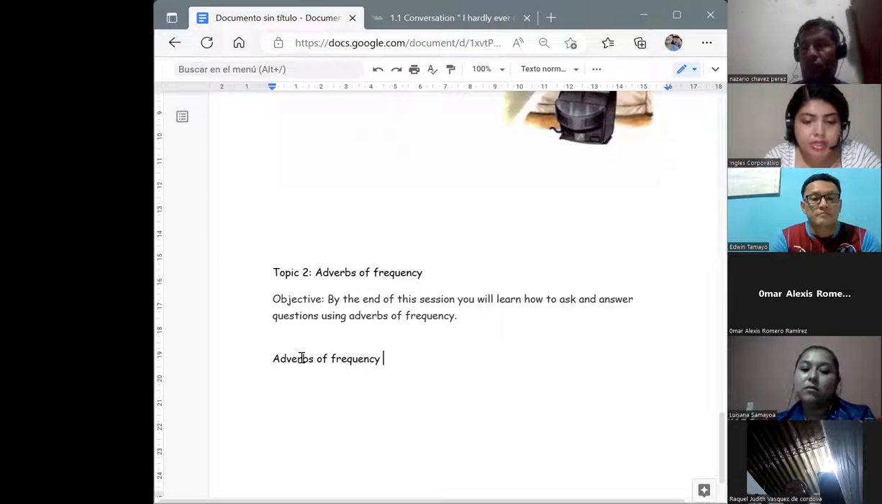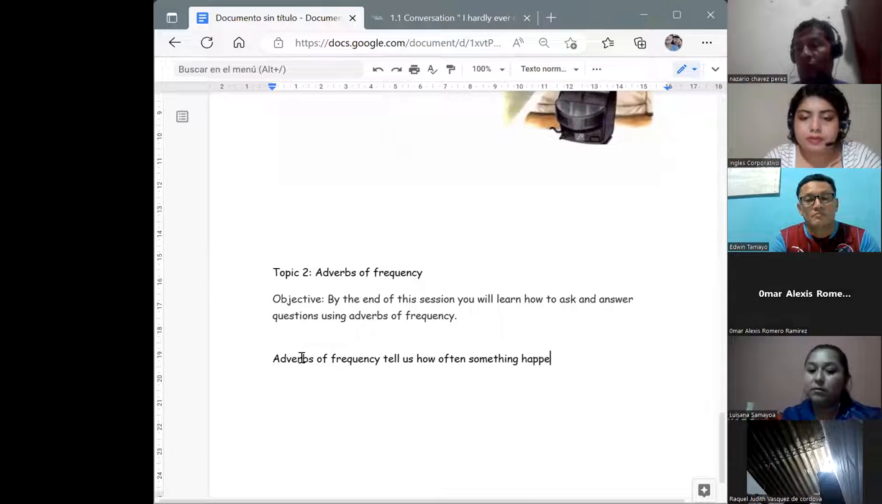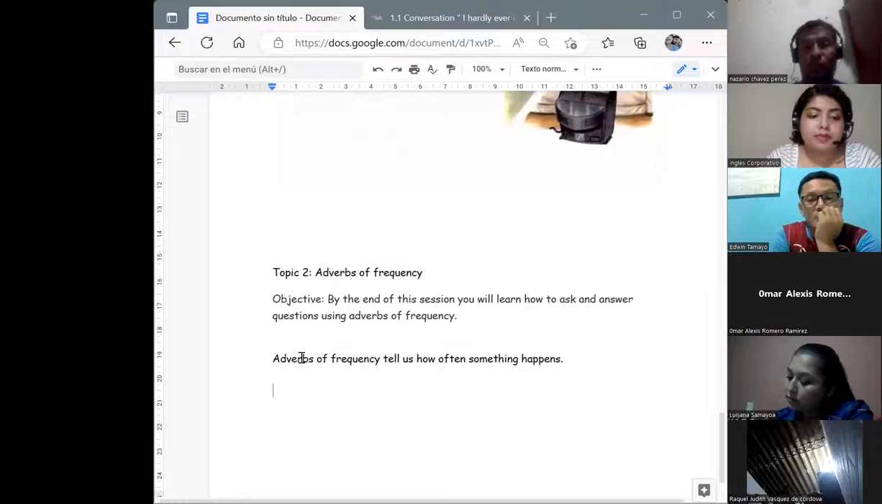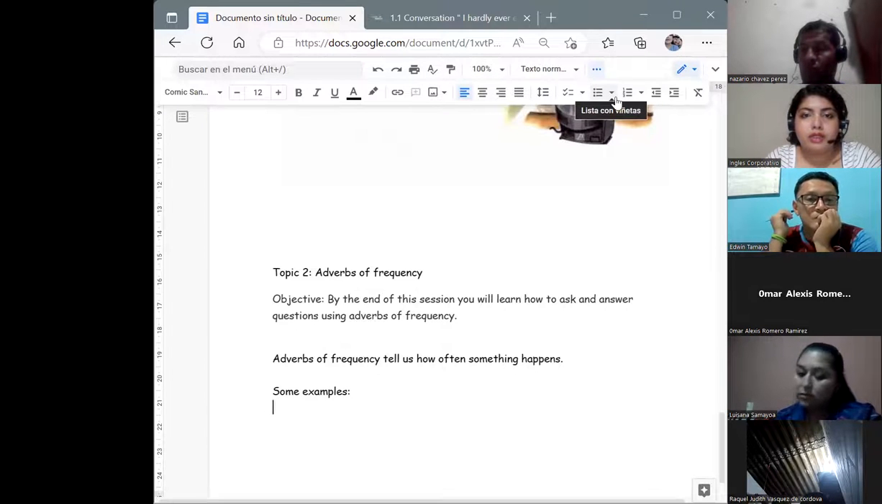Adverbs of frequency tell us how often something happens. ¿Qué tan seguido pasa algo, verdad? Easy as that. And we have some examples of the adverbs. I'm going to show you some examples of these words.